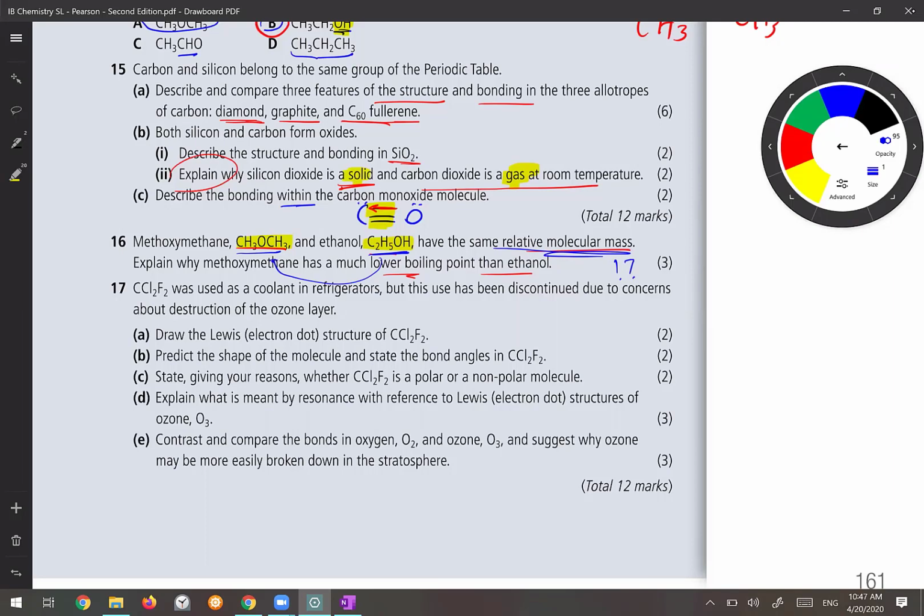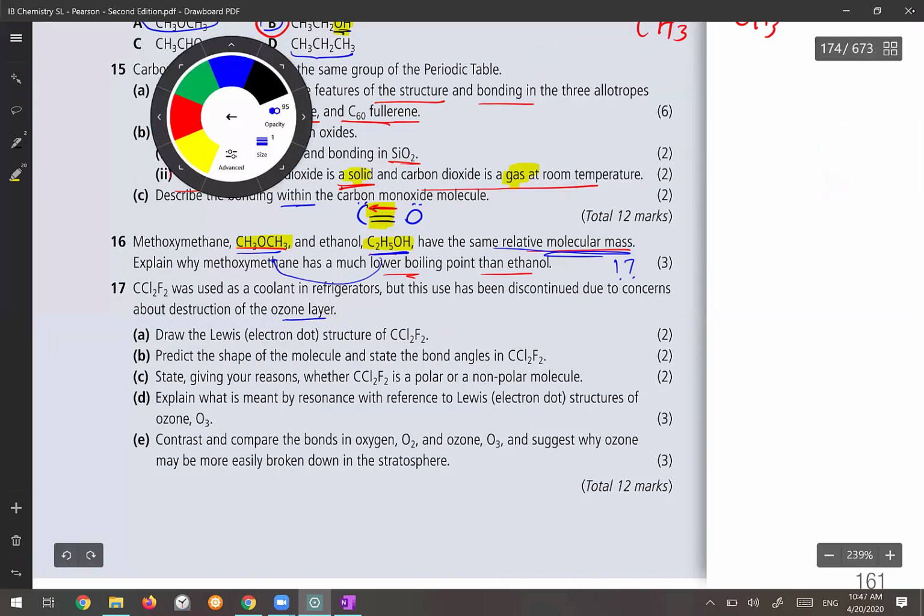Question number 17 says CCl2F2 was used as a coolant in refrigerators, but this use has been discontinued due to concern about the destruction of the ozone layer. We will study how that affects the ozone layer in the next chapters. So draw the Lewis structure for CCl2F2. Okay, let's draw the Lewis structure for that.